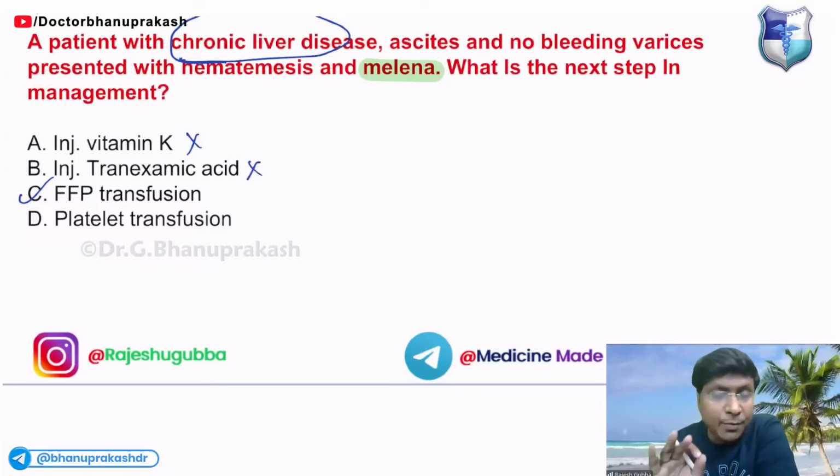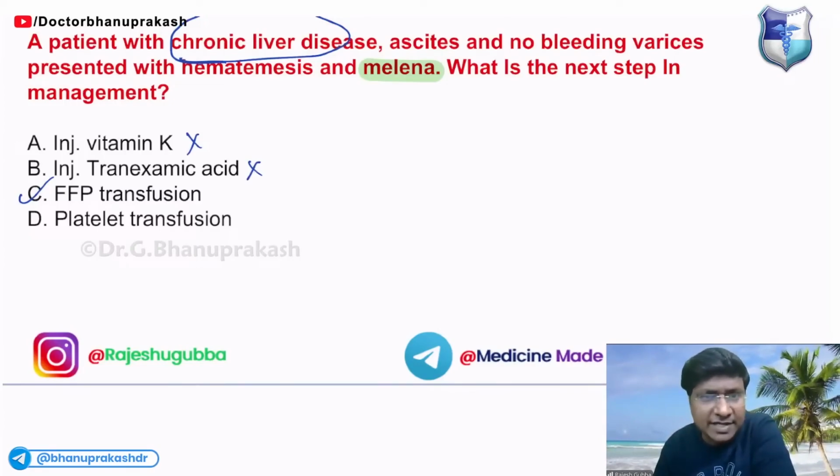Tranexamic acid will stop only the bleeding, but it will not treat the underlying cause. So there is no use of tranexamic acid here. Platelet transfusion should be given when the bleeding is mainly because of thrombocytopenia.